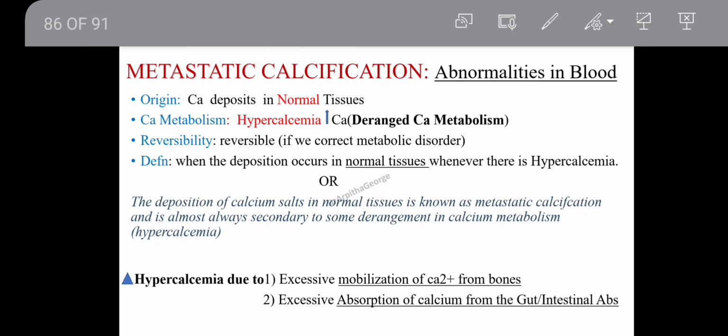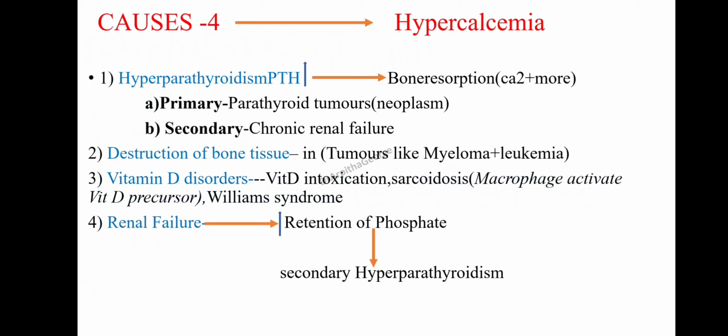We are getting a lot of calcium, we are absorbing calcium. So these are the two factors you can see for hypercalcemia. So we'll go to the causes. As I told you, the etiology and pathogenesis of both calcifications is entirely different. Here you can see there are four causes which lead to hypercalcemia.